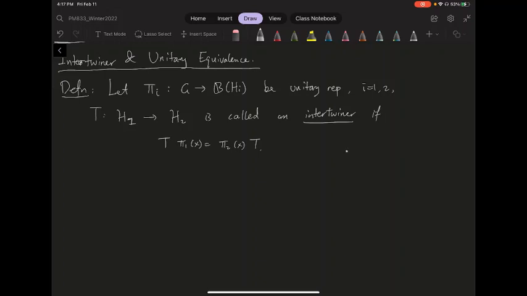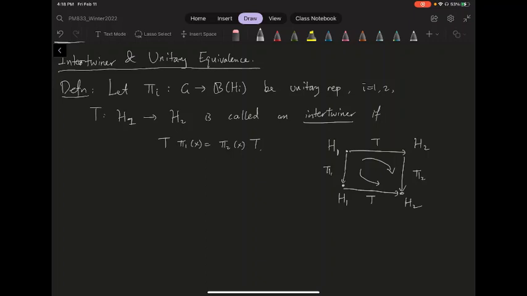One way to think about it is this picture. You have H1, and T maps H1 to H2. Pi1 is a map from H1 to H1, and pi2 is a map from H2 to H2. And of course, you can go by T as well. If this diagram commutes, meaning if you go either way, from the top or from the bottom, you end up with the same vector, then these two operators are the same, and we call this T an intertwiner.